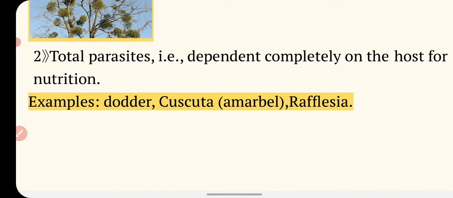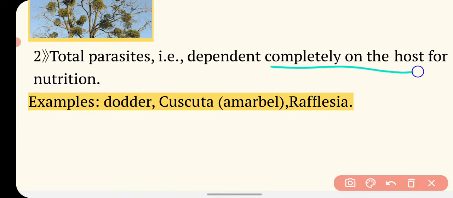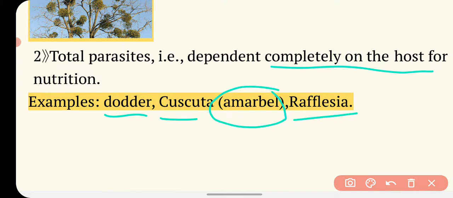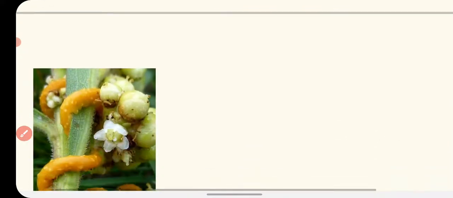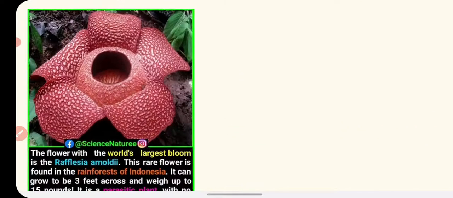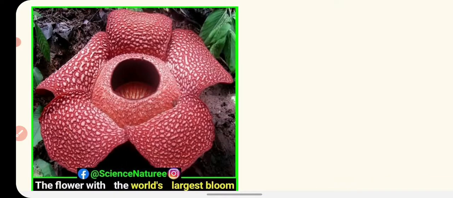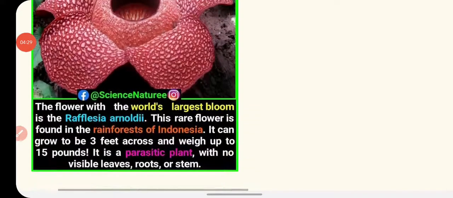Now there is the second kind of parasites, that is total parasites. And total parasites are the parasites which depend completely on their host for their nutrition. Okay, they get all the nutrition from their host. For example, dodder, cuscuta, which is also known as amarbel, and rafflesia. So this is dodder and this is rafflesia.